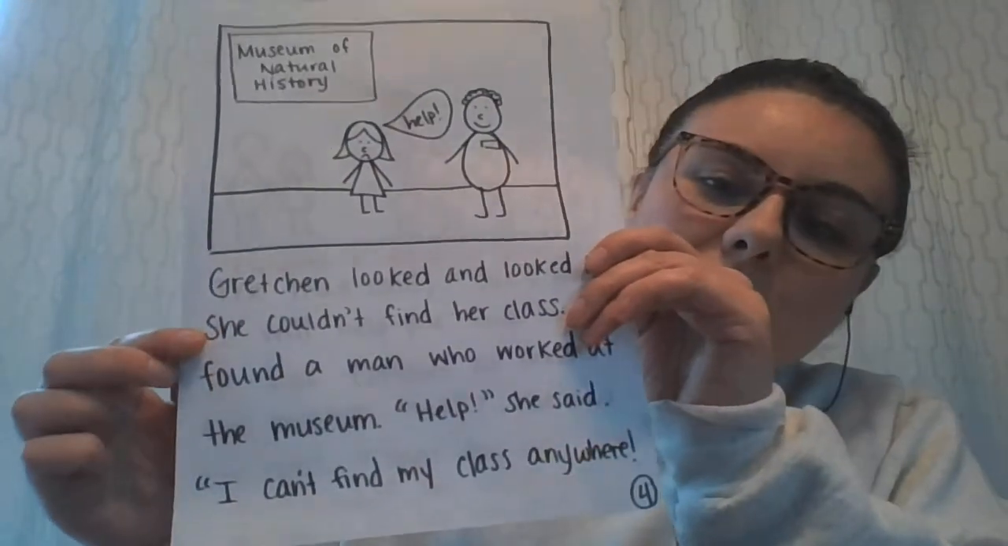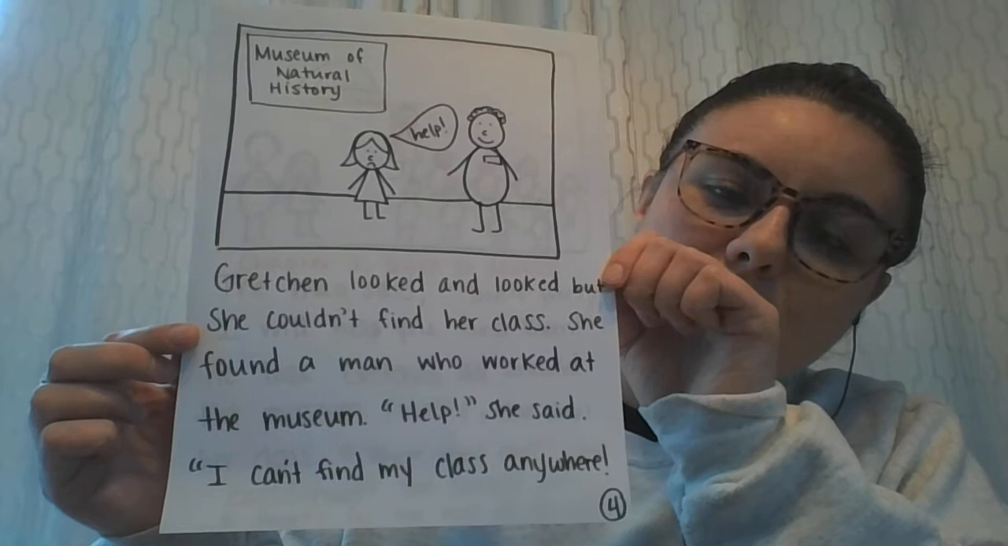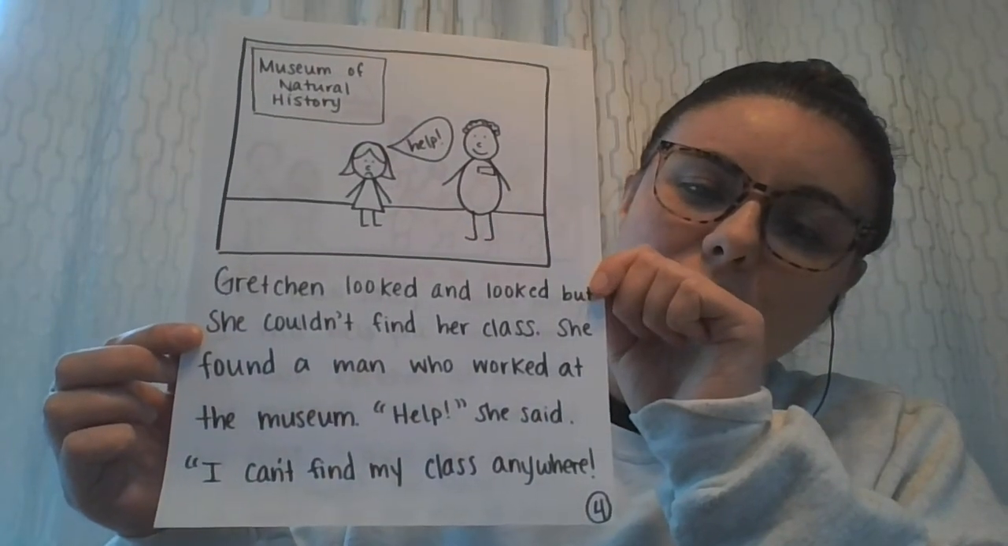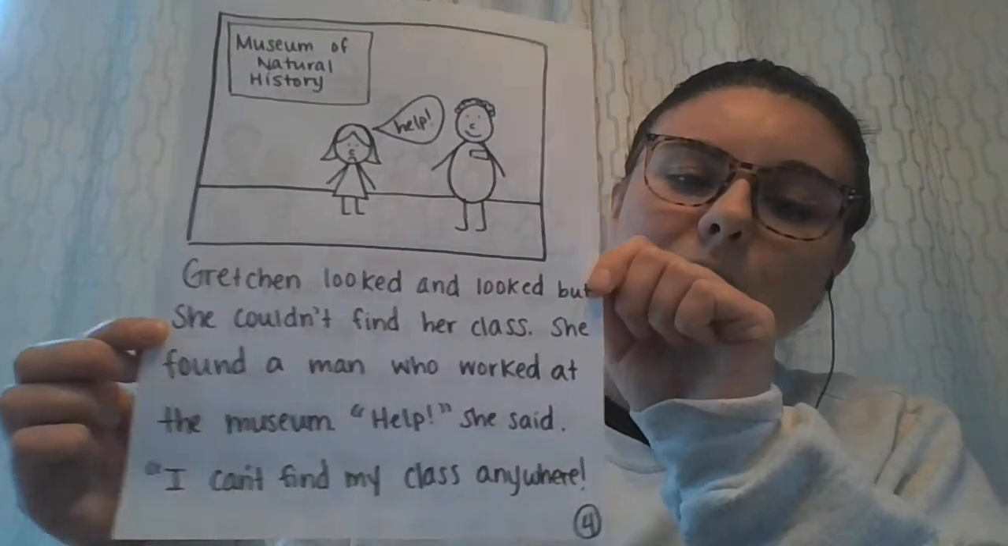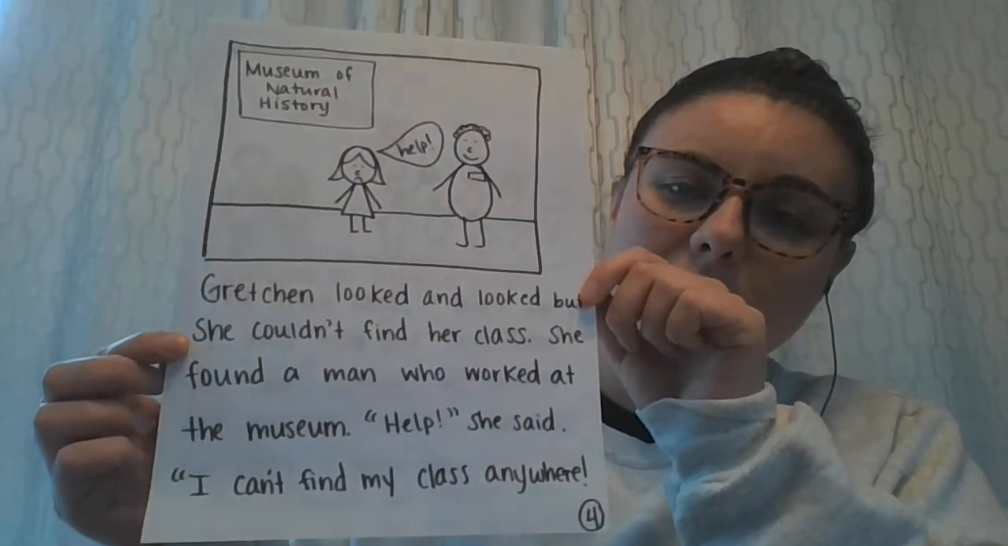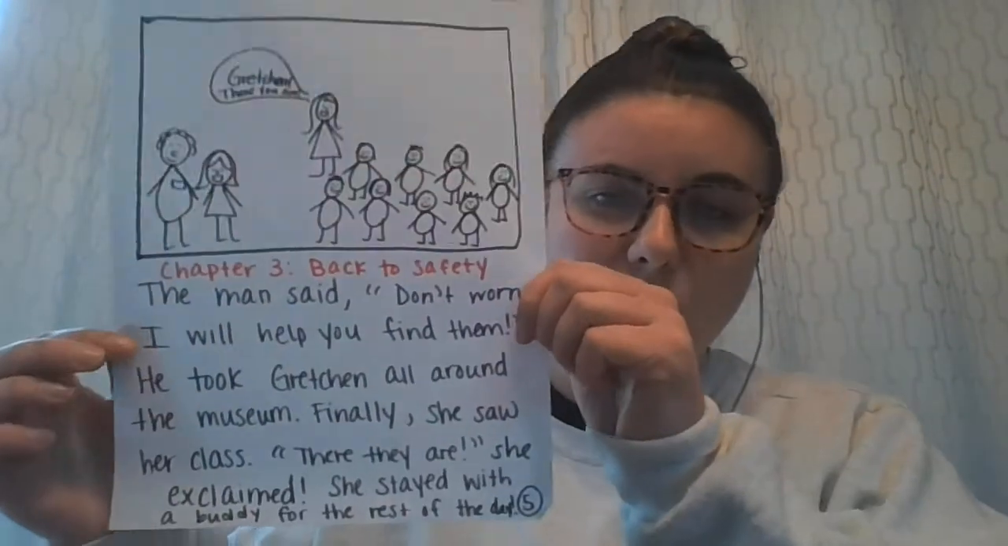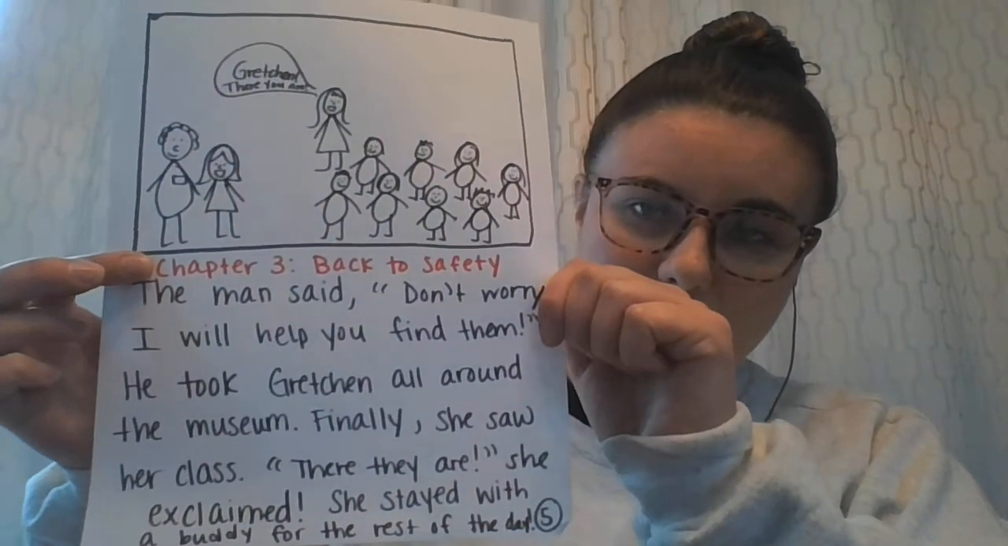This page says, "Gretchen looked and looked, but she couldn't find her class. She found a man who worked at the museum. 'Help,' she said. 'I can't find my class anywhere.'" And then this page is chapter 3. Chapter 3 is called Back to Safety.